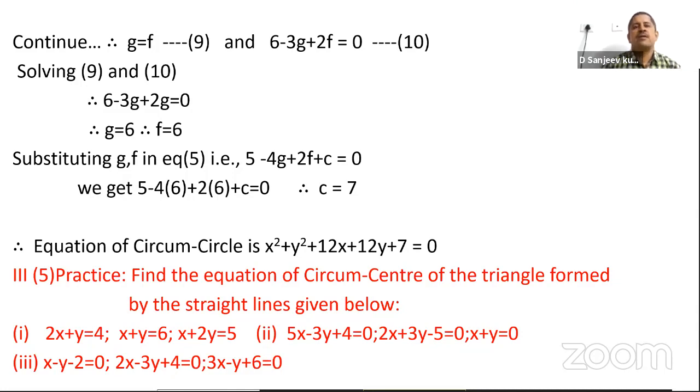Then when 4 points are given, show that the 4 points are concyclic, and find the equation of the circumcircle of the circle when the equations are given. So with these 3 models of problem, almost the entire 7 marks question is covered in the examination.